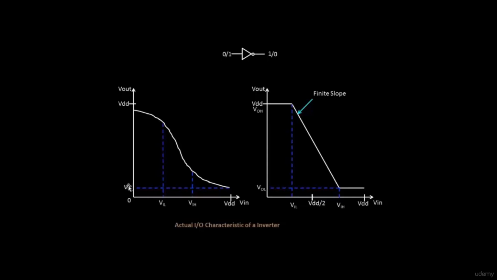So why does it make sense to have VOL below VIL? Because this will be connected to another inverter or some other logic, and the input of that particular logic is the output of this particular inverter. For the input to be detected as logic 0, it has to lie in the range less than VIL. It should be within 0 to VIL. So VOL is a value which is less than VIL.